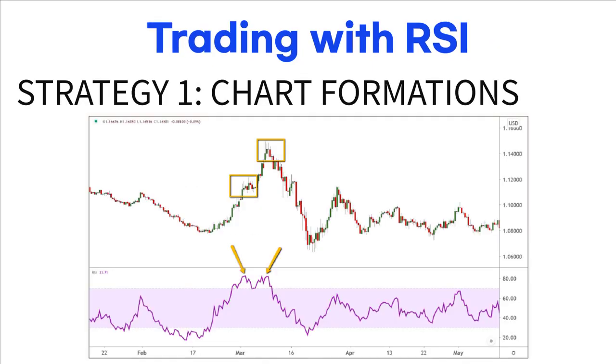Now that you're clearer on what the RSI is and how it works, we can move on to the trading strategies which you can employ using the RSI. Here are 3 popular strategies used with the RSI: chart formations, support and resistance levels, and trading divergences. In the chart formation strategy, we'll try to focus on the common chart patterns that are formed in the RSI indicator and relate them to current price action.